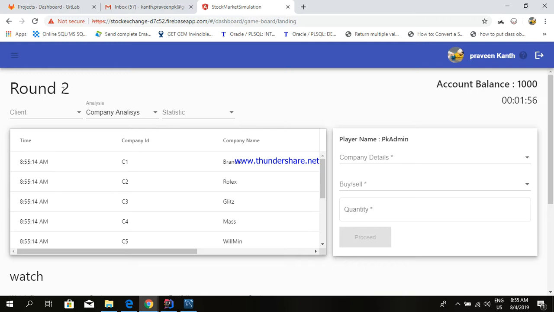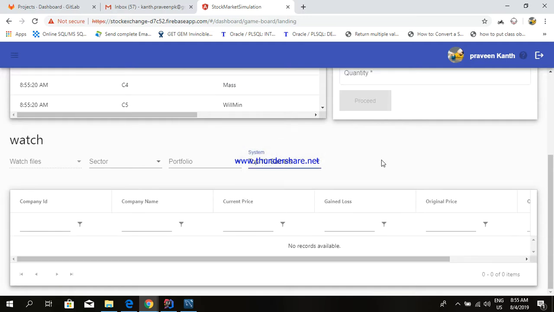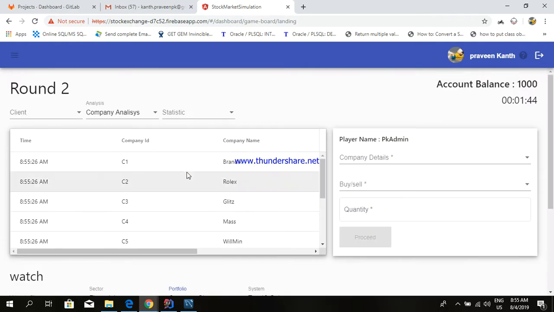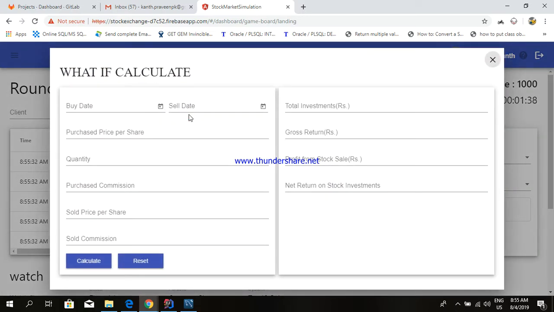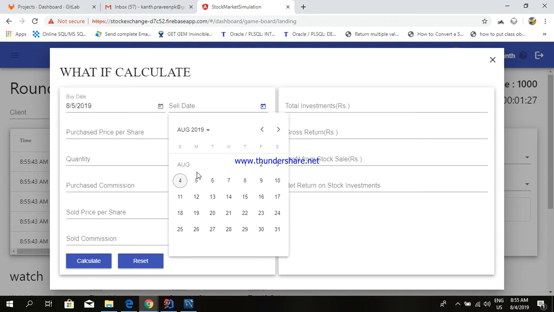We are moving to the second round, so I will show this system. Yesterday I didn't go much into these top 10 gainers. So for top 10 gainers and financial, we have to select. Watch lists are there. Next is the statistic portfolio calculator. Yesterday I went with a quick flow of this, so today I will go with a bit more explanation of how this calculation happens.